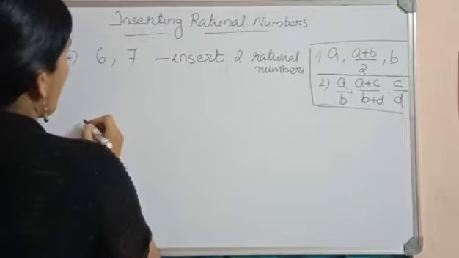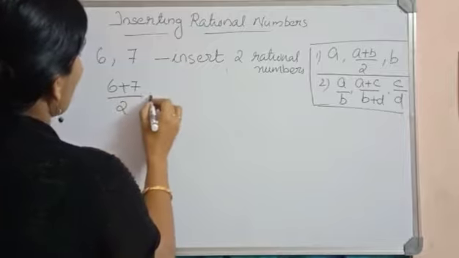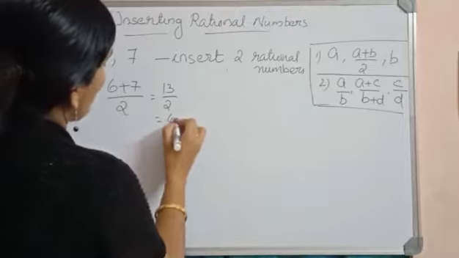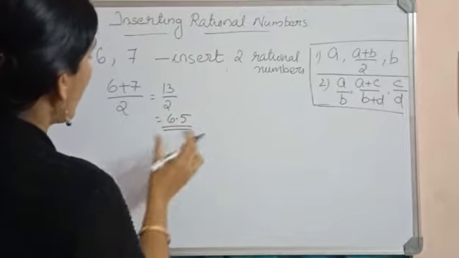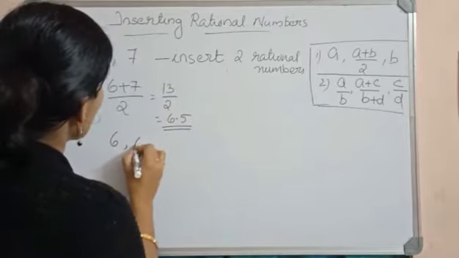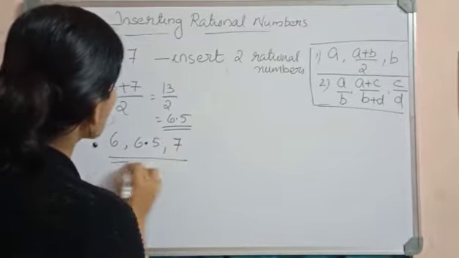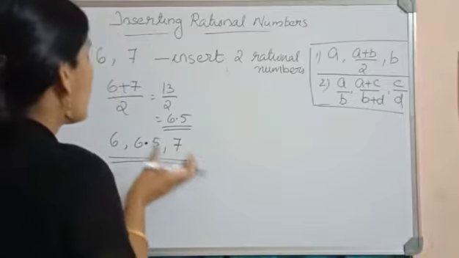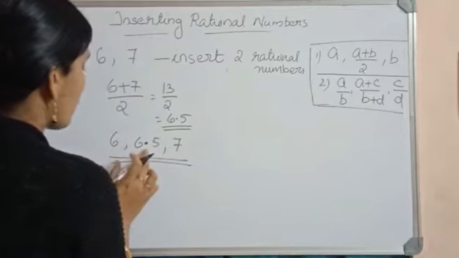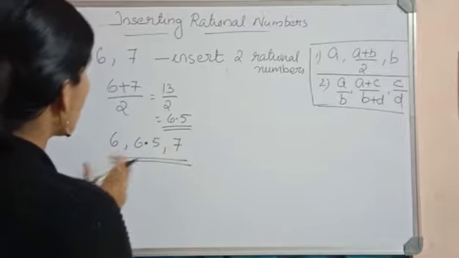The first number we get is (6 + 7)/2, and that is the same as 13 by 2. That's equal to 6.5. So we got one number. Now we can write this as 6, 6.5, 7. Now these are three numbers we have. Now if we need to insert one more rational number, you can consider either these two numbers 6 and 6.5 or 6.5 and 7.